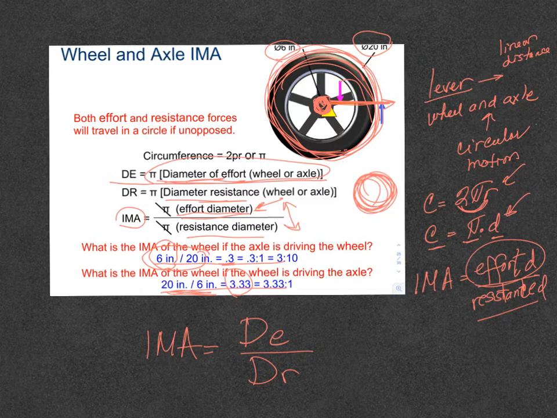When the effort force is caused by the wheel, you have a second class lever, where the effort distance is always bigger than the resistance distance, so the ideal mechanical advantage is always going to be bigger than 1, which is more efficient. Okay.